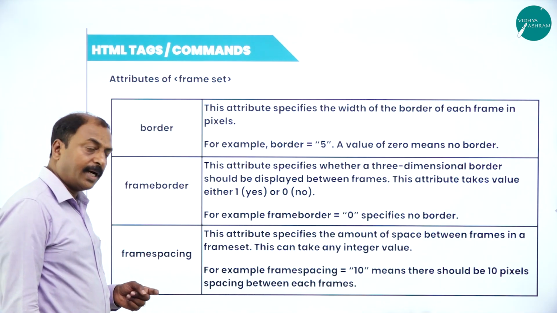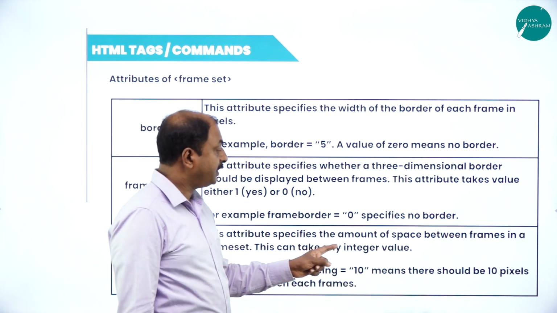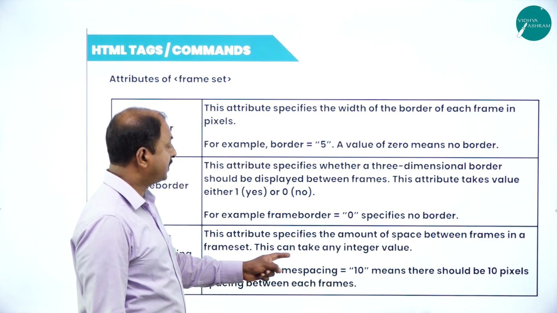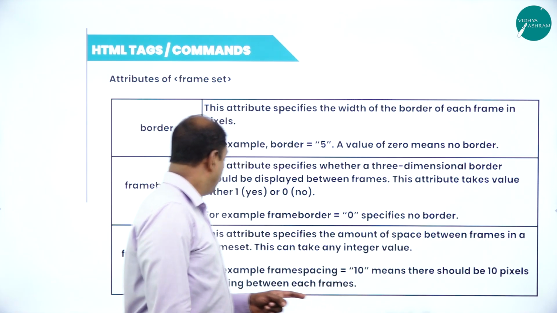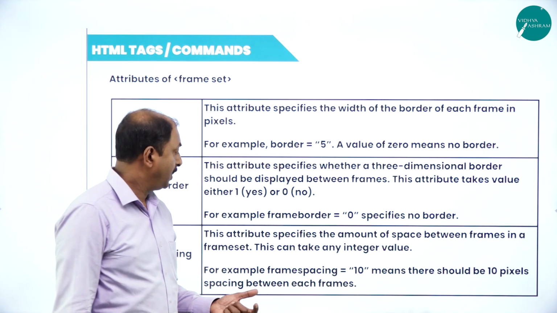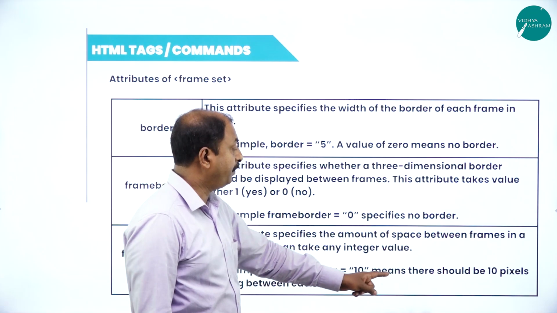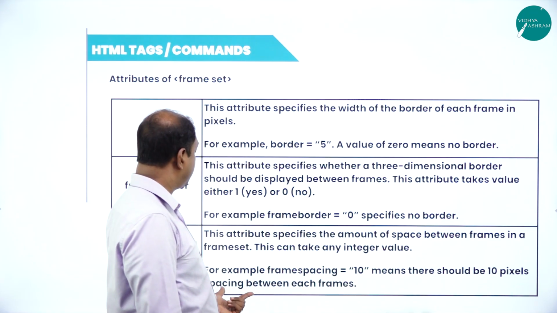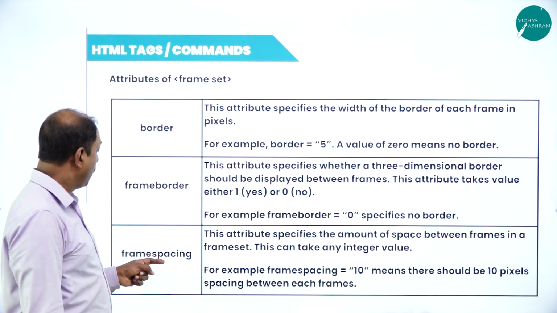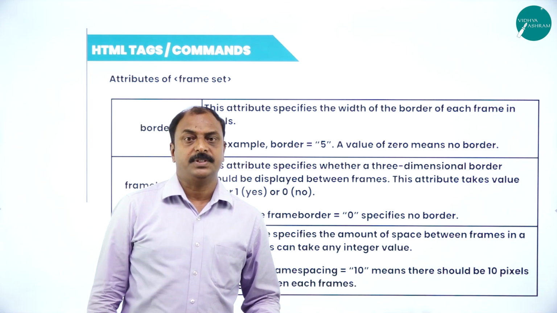Next, one more attribute, that is framespacing. This attribute specifies the amount of space between the frames in a frameset. This can take any integer value. So this is framespacing, the difference between 2 frames. Here, for example, framespacing equals 10. It means there should be 10 pixel spacing between each frame. Another attribute of frameset is framespacing, used to give space between 2 frames.